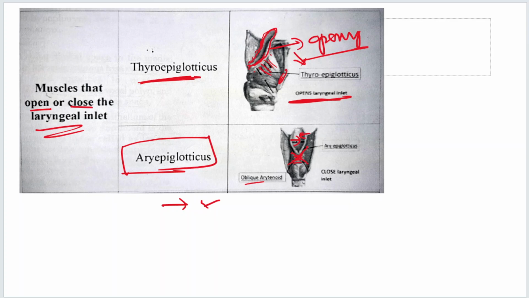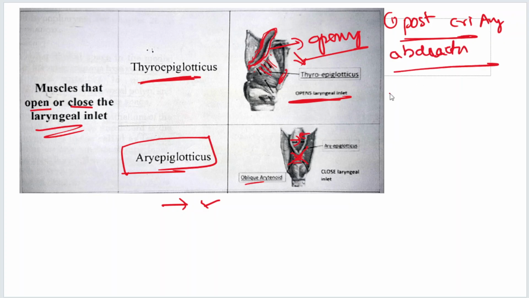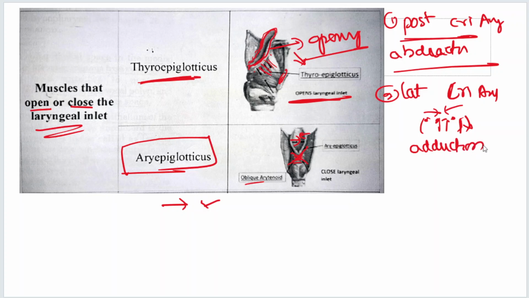So let us have a quick recap. First we said there is something called the posterior cricoarytenoid. This is the only abductor. It is present posteriorly, between the cricoid and the arytenoid. Next we talked about the lateral cricoarytenoid. It is present laterally, attached to the muscular process, and when it contracts, it pushes both the vocal processes of the arytenoids together, causing adduction of the vocal cords.